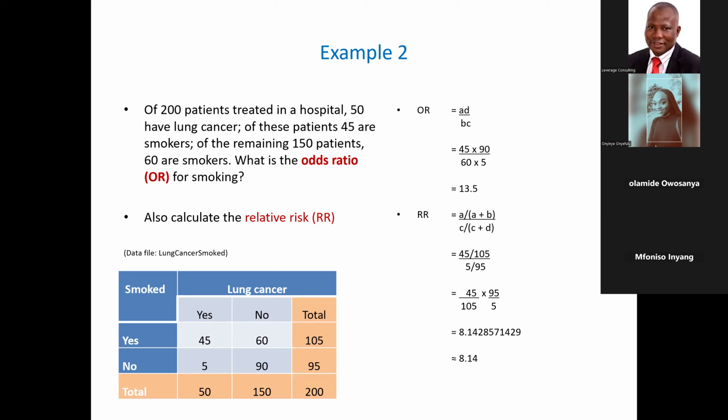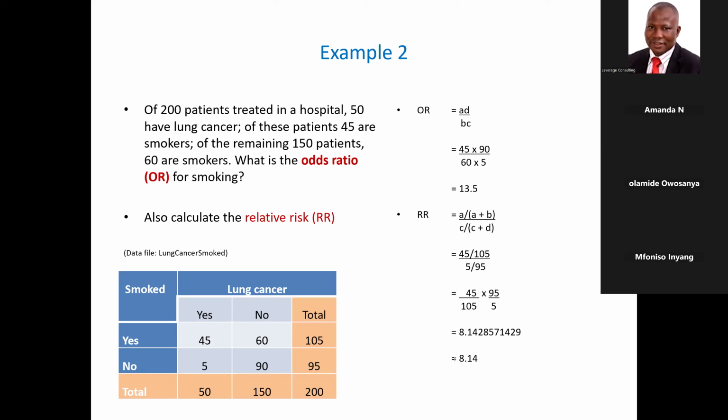Just tell me from what we have said now. We say the risk of smoking is 45 over 50. The risk of not smoking is 5 over 50. And I say, what is the odds? It is what over what now? That's what I want to hear. The odds is the risk over 1 minus the risk.